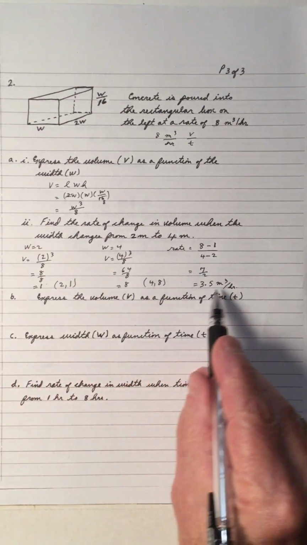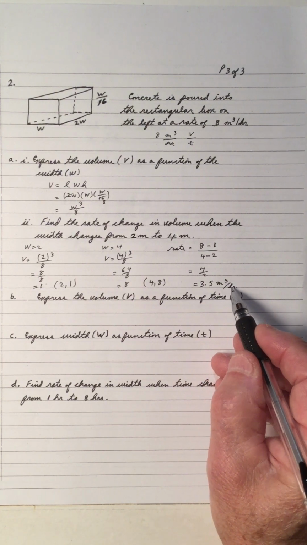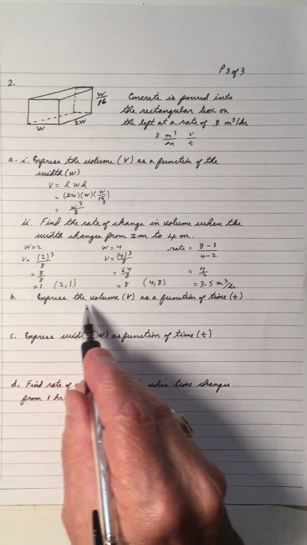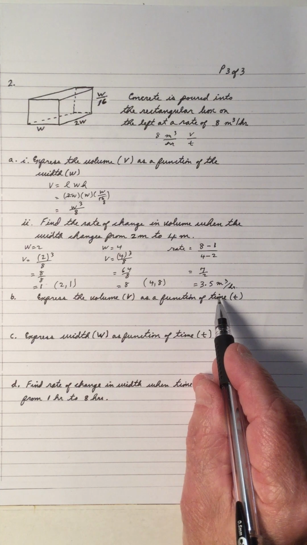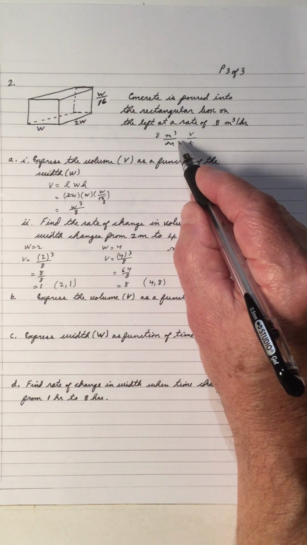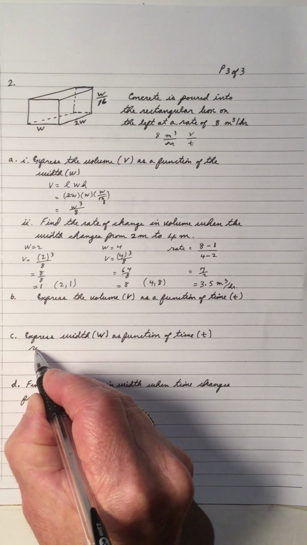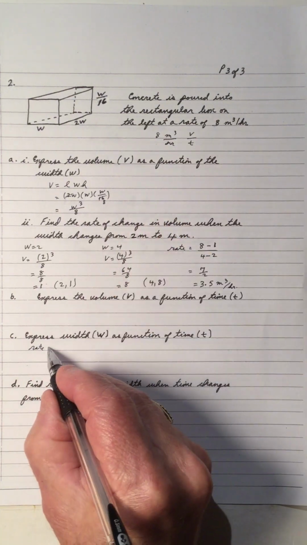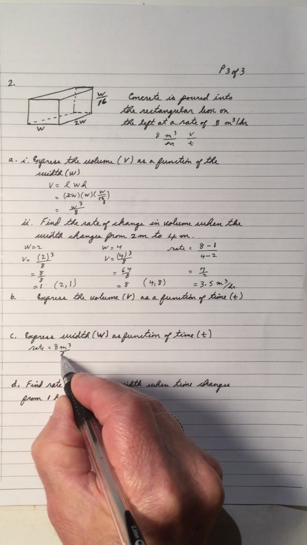So that works out to 3.5 cubic meters per hour. Now, next part of the question, express the volume V as a function of time. So the volume as a function of time is related to the rate, that the rate of change is 8 cubic meters per hour.